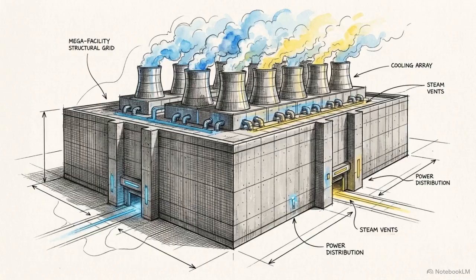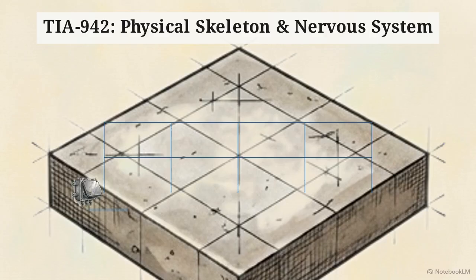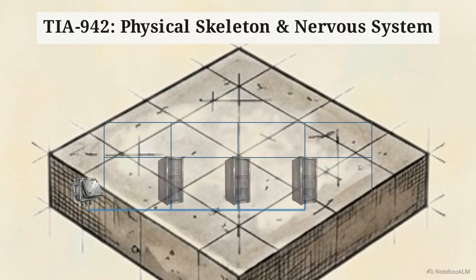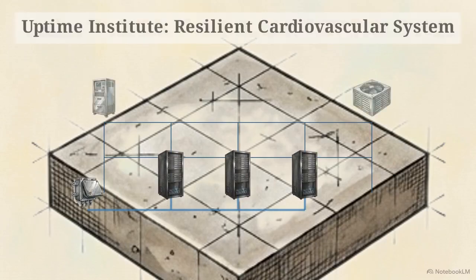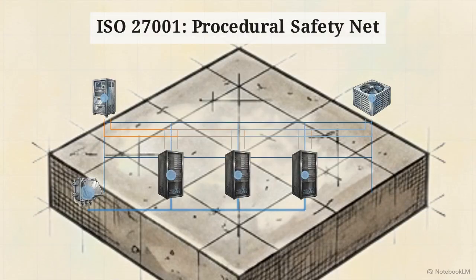When you view a functional data center, you are watching these three frameworks operate simultaneously. TIA 942 provides the structural skeleton and spatial nervous system. The Uptime Institute tiers function as the resilient cardiovascular system, pumping redundant power and cooling through those concrete veins. And ISO 27001 acts as the procedural safety net, governing every human interaction inside.